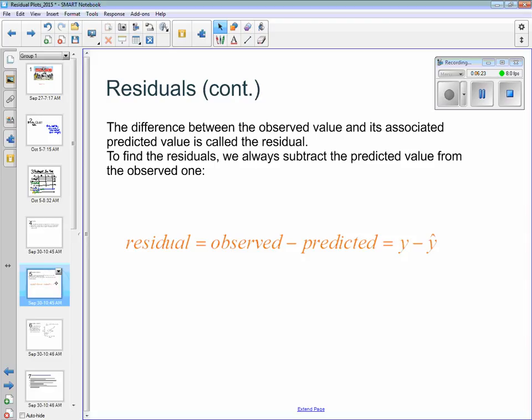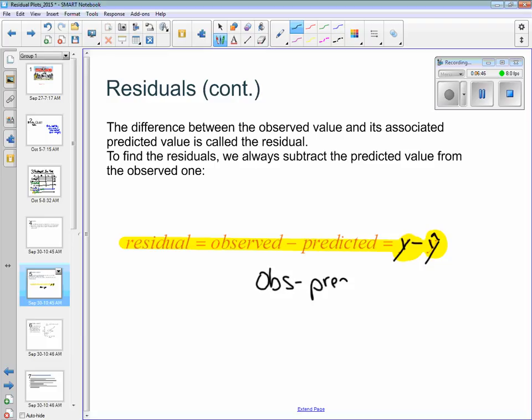Okay? So what is a residual? The difference between the observed value and the predicted value. That is what a residual is. That is the definition of a residual. And I'm going to make sure that you look at that. Just write it a little bit so it's not in red. y minus y hat. Sometimes you'll see me write it as observed minus predicted. Okay? That is the residual. That is what a residual is.